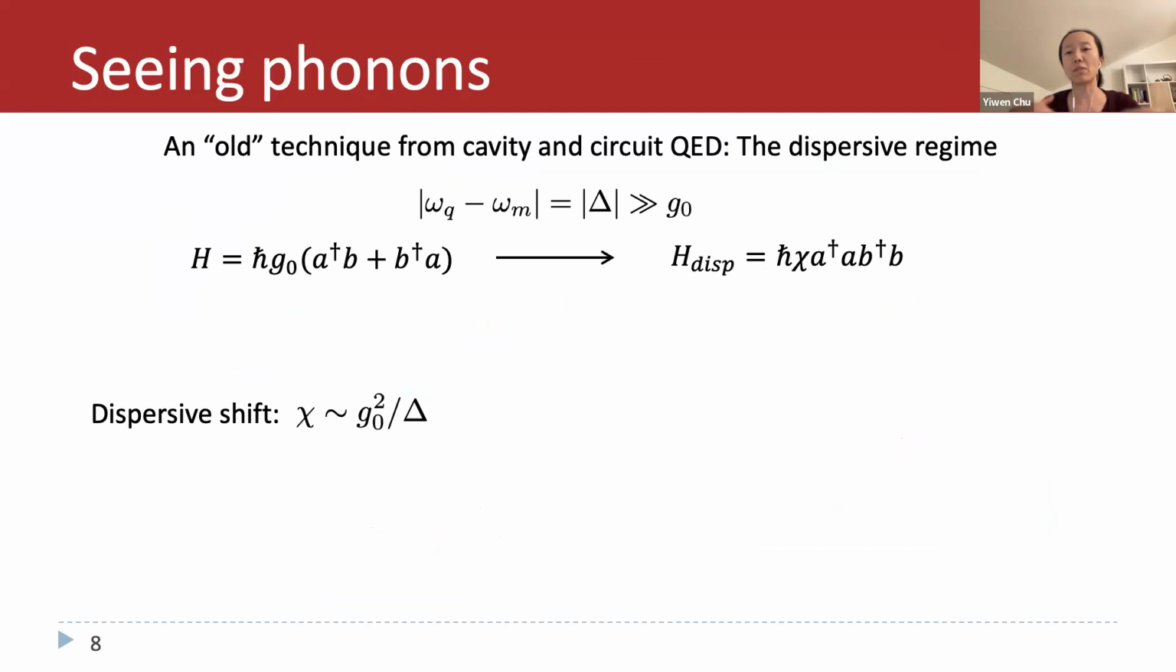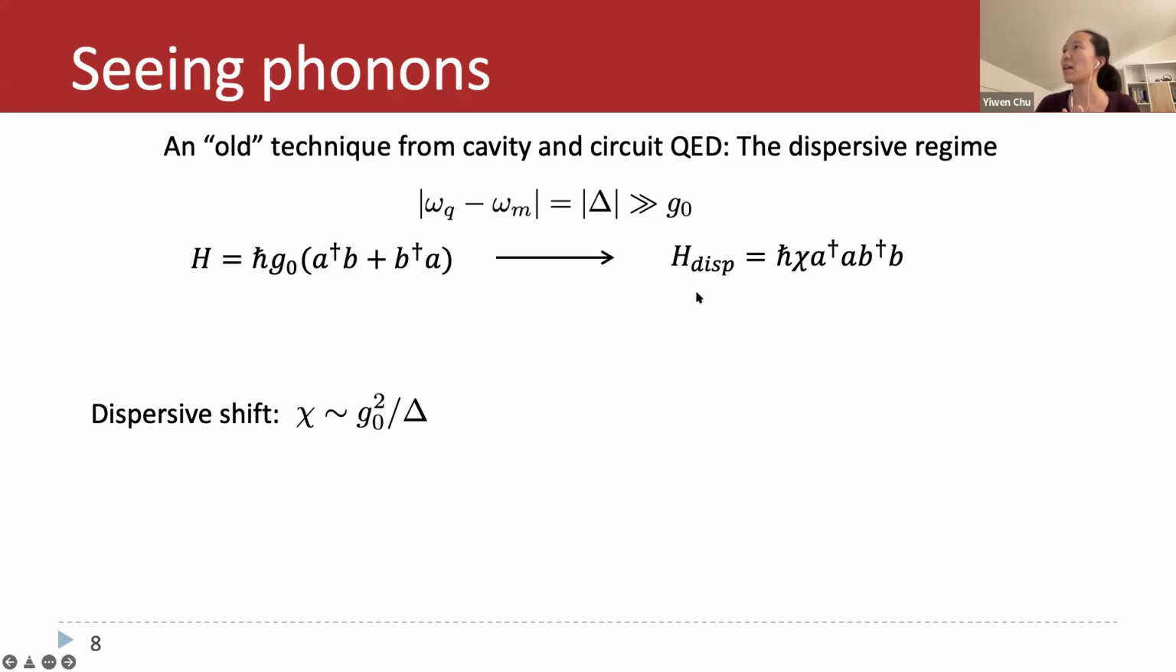So instead of having the two systems be on resonance such that they can exchange energy, we can instead make the detuning between these two systems, the frequency difference between them, much larger than the coupling strength. In that case, they cannot directly exchange energy, but instead you can rewrite this Hamiltonian as an effective Hamiltonian, which is called the dispersive Hamiltonian, where the effect is basically the following.